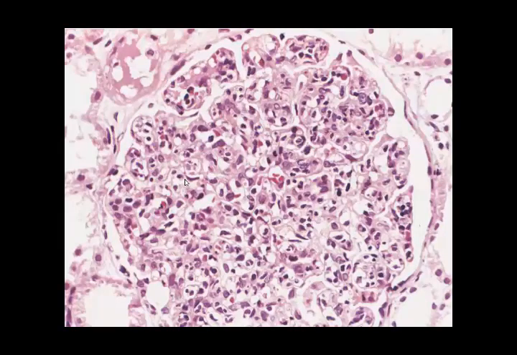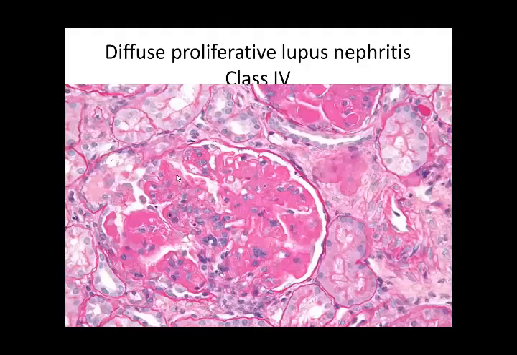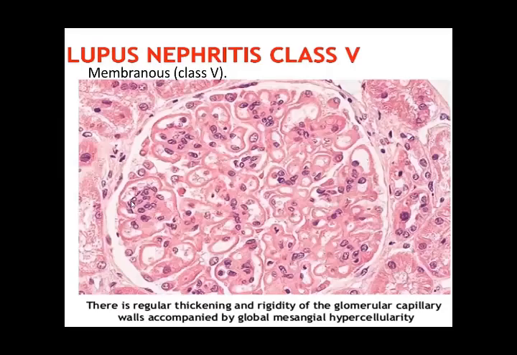This is the same. You can appreciate wire looping, and some of the capillaries will have thrombi in them. There you can see some hazy globular deposits in the proximal convoluted tubule. In diffuse proliferative, the whole glomerulus is involved, and the entire kidney gets involved as well.